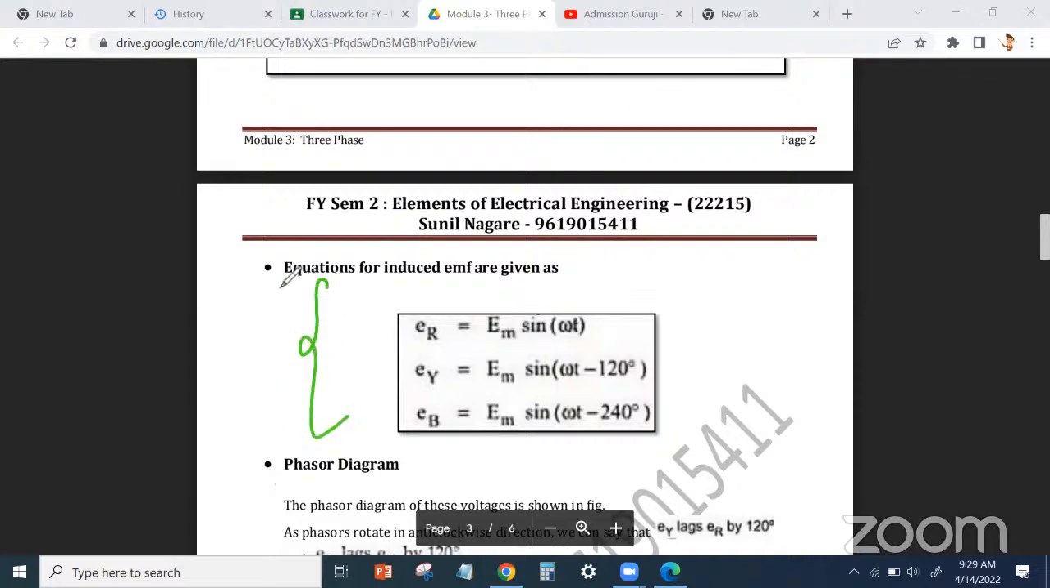In the chat box, you can write equations for induced EMF is clear. क्या लिखना है? Equations for induced EMF is clear. See, magnitude same है, frequency same है. Which one is different? Phase. कितने का difference है phase का? That is 120. Just go through it. कुछ भी doubt होगा तो पूछो. Else, in the chat box, just write the equations for three phase induced EMF is clear.